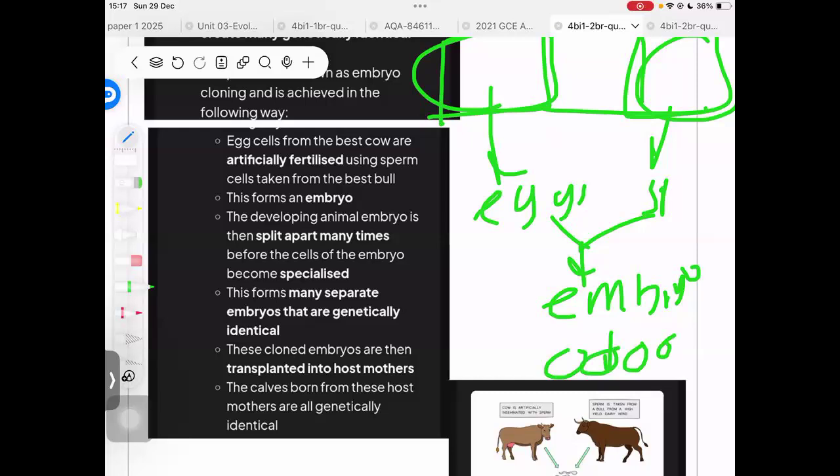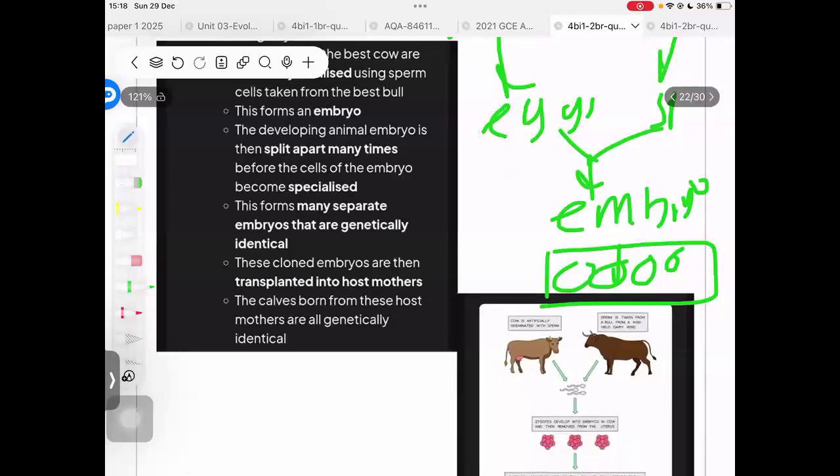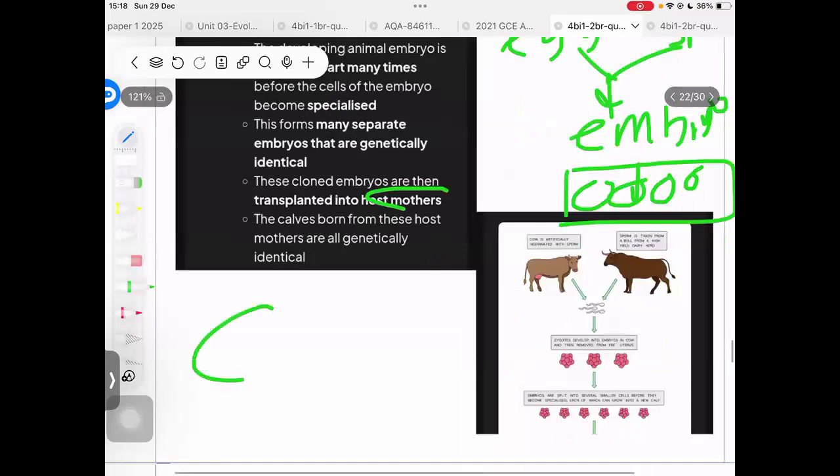That means an eye is formed from one cell, a leg is formed from one cell, a hand is formed from one cell, a heart is formed from one cell, right? So before it starts to get specialized, we are taking these embryonic cells. Actually, these are embryonic stem cells, right? We are taking these unspecialized cells, and you can see we are inserting them into the host mothers. We are taking some mother cows, right?